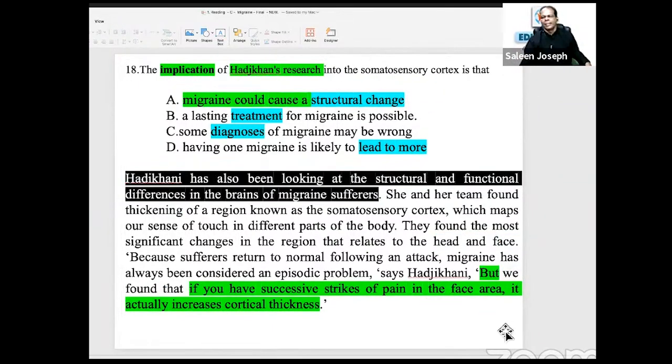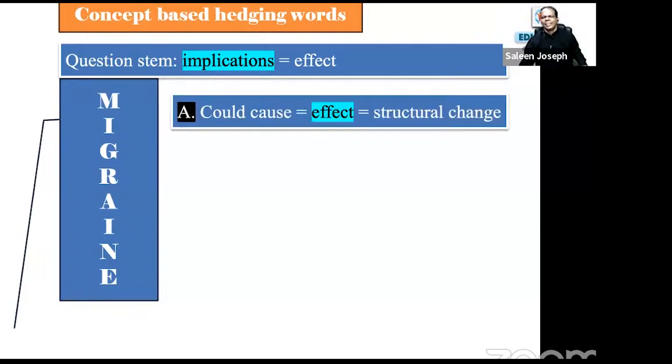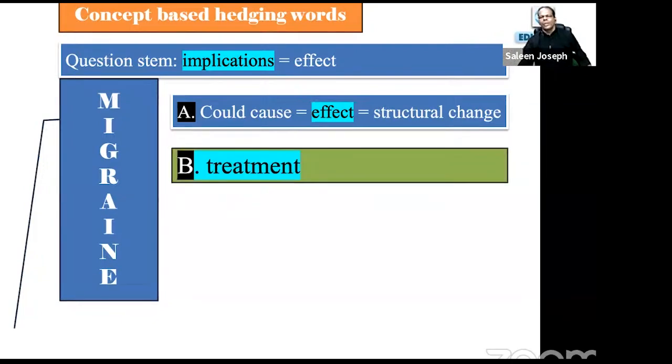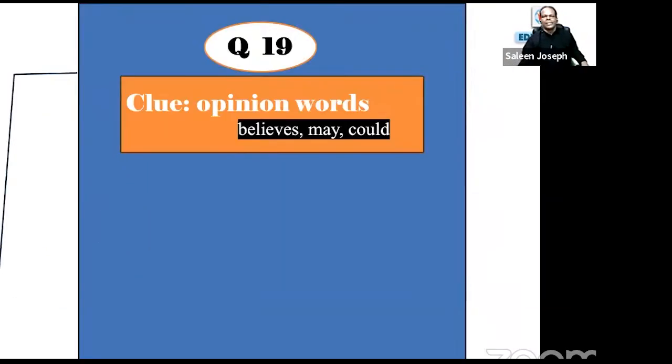So you have the answer here after the contrast word, as in the topic sentence. So you see, migraine. The question stem says implications, which means effect. Option A speaks about could cause, which means effect. Could cause means it can cause an effect, structural change. Option B is about treatment. Option C is about diagnosis. Option D is about leading to more complications. How beautiful.